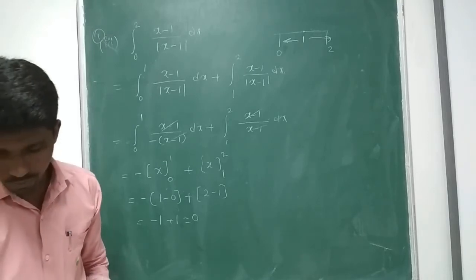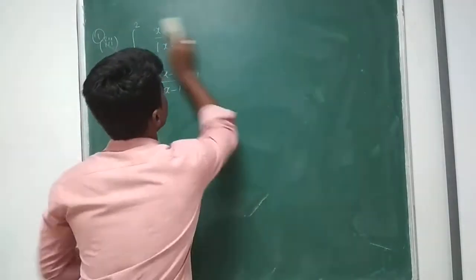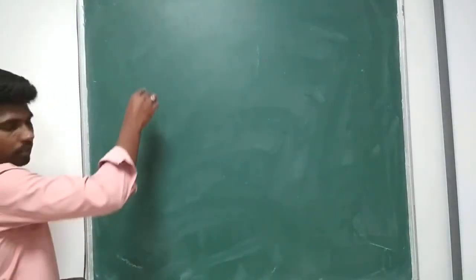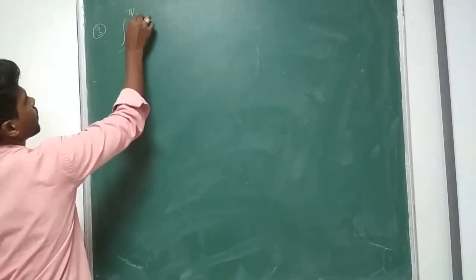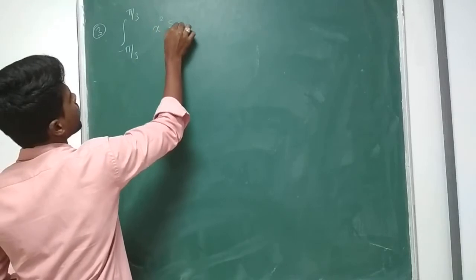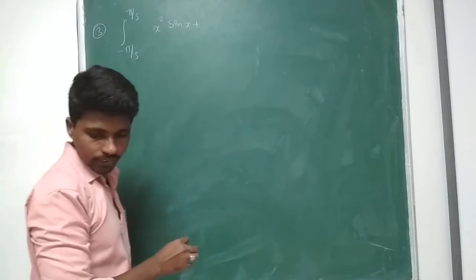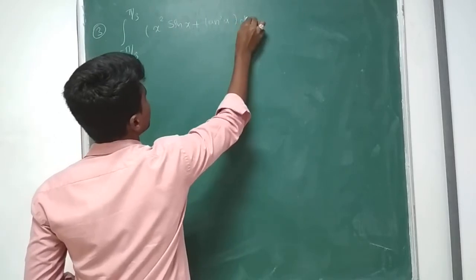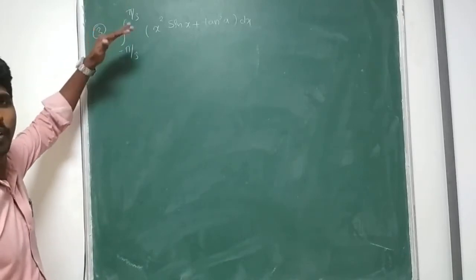Integral minus pi by 3 to pi by 3 of (x square sin x plus tan cube x) dx. So whenever you see the condition like minus a to a, so what we have to follow?